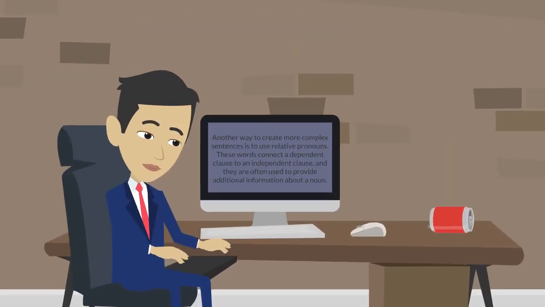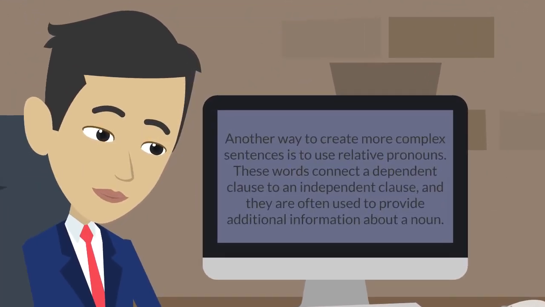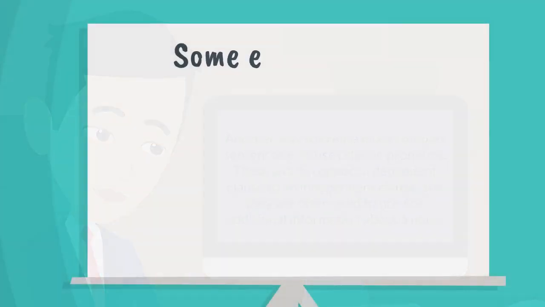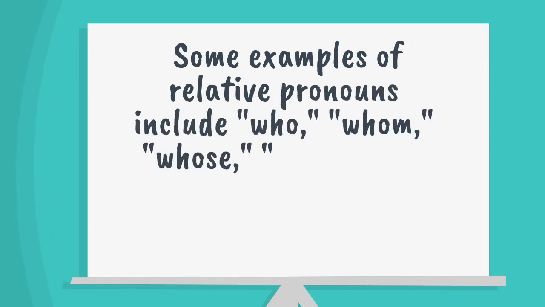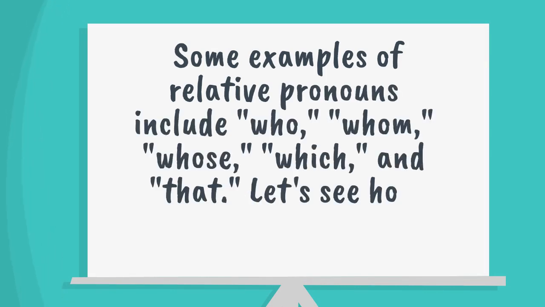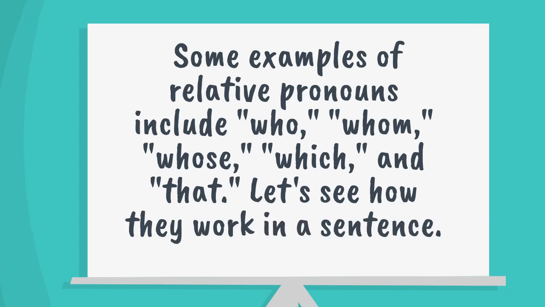Another way to create more complex sentences is to use relative pronouns. These words connect a dependent clause to an independent clause, and they are often used to provide additional information about a noun. Some examples of relative pronouns include who, whom, whose, which, and that. Let's see how they work in a sentence.